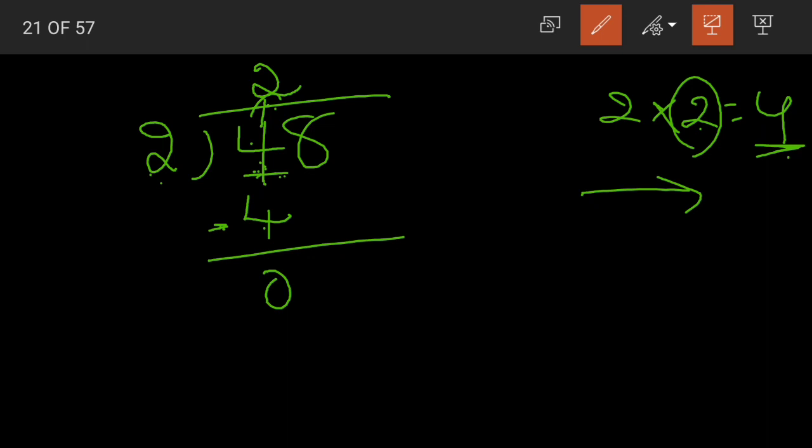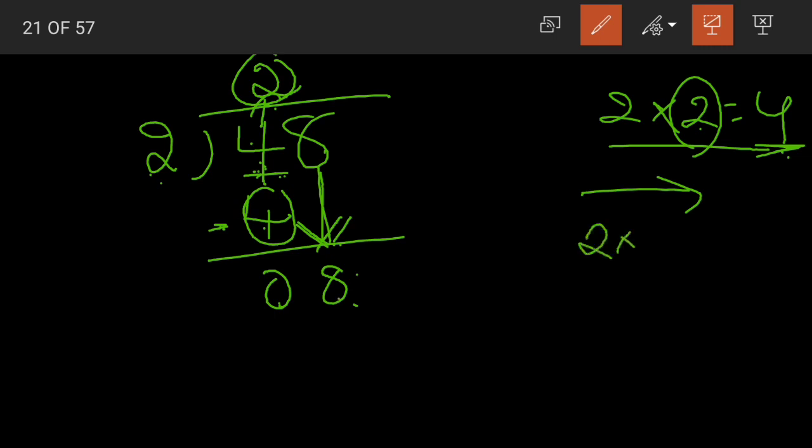What did we do? We took the first digit. 2 2s are 4, 2 written in the quotient, 4 written below our dividend. Now when we subtract, we got 0. After this, we need to bring the other digit down. Bringing 8 down. Now what are we left with? 8. In the 2 table we have 2 4s are 8.